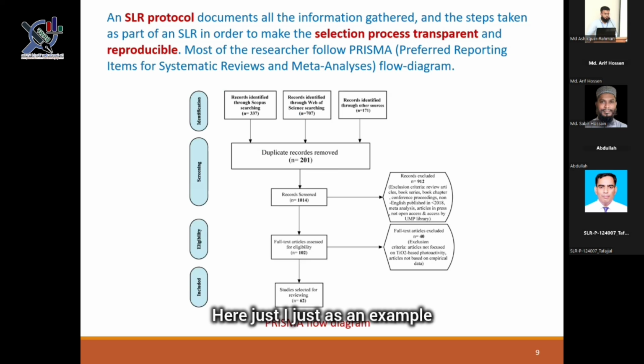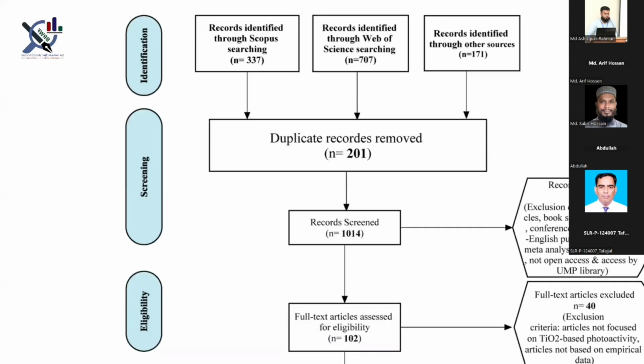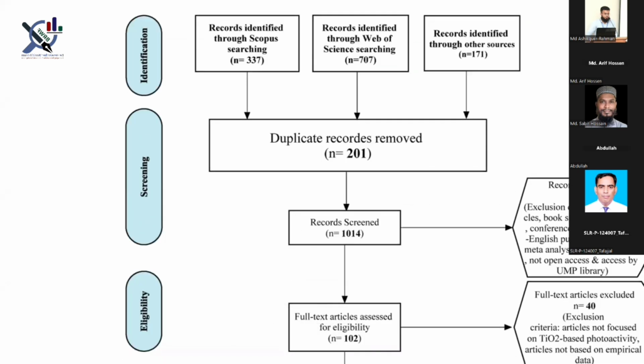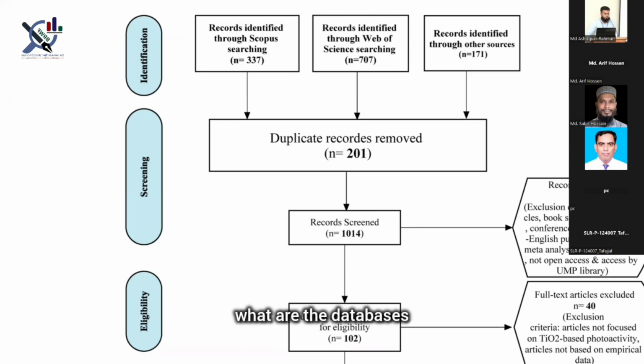Here, as an example, I'm showing the overall flow chart of a PRISMA diagram. If I zoom in, you can see it clearly. Generally, for the PRISMA guideline, these are the steps. The first one is identification. During the identification step, you can use different databases. Later, I will discuss what the databases are and how we can use them.